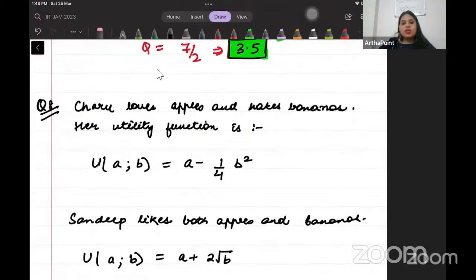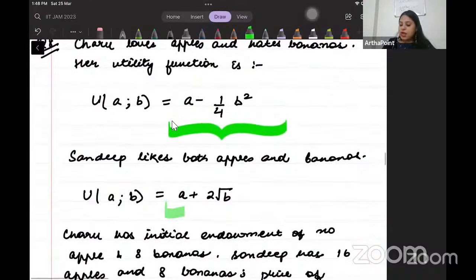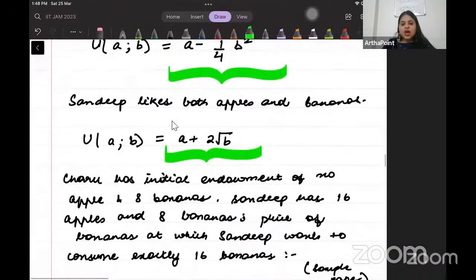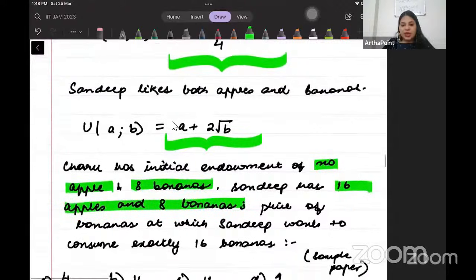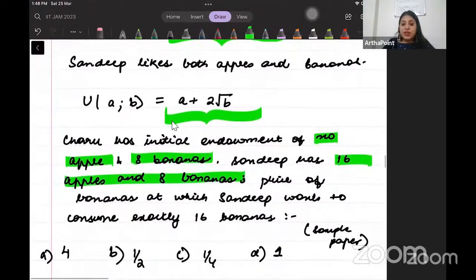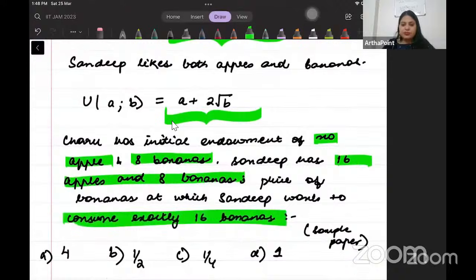Okay, so now let's go to the next question. It says Charu loves apples and hates bananas. Her utility function is given by this. Sandeep likes both apples and bananas. Charu has initial endowment of no apple and 8 bananas. Sandeep has 16 apples and 8 bananas. The price of banana at which Sandeep can consume exactly 16 bananas is.